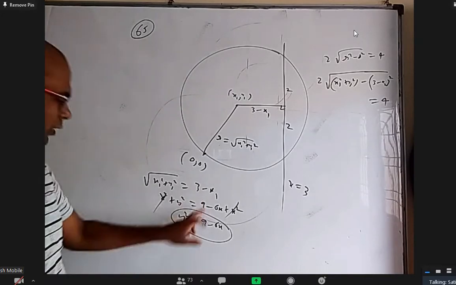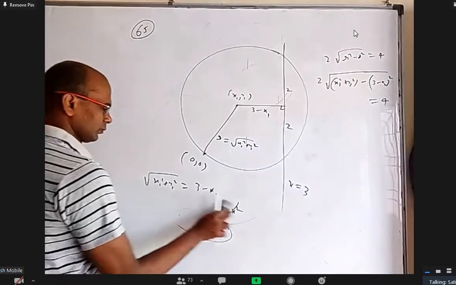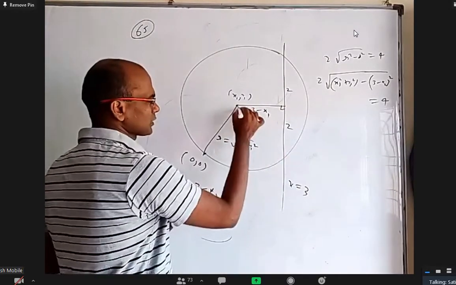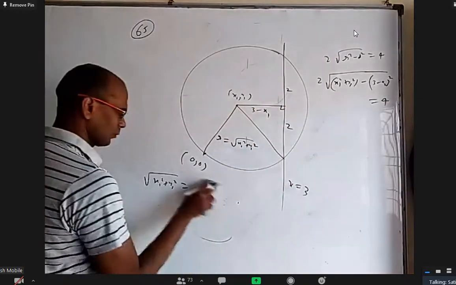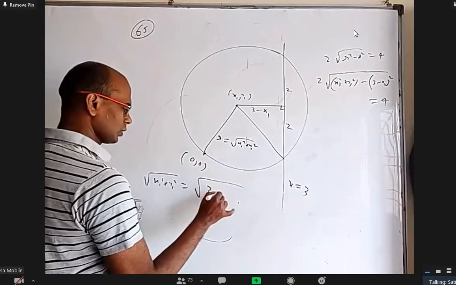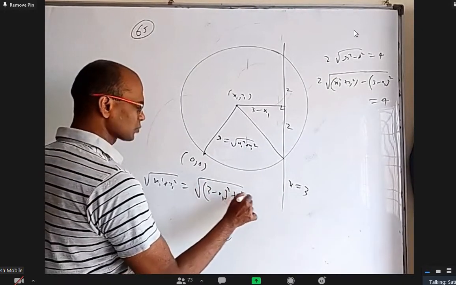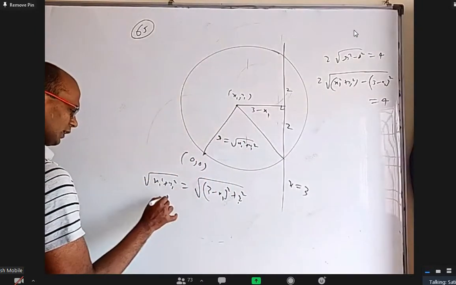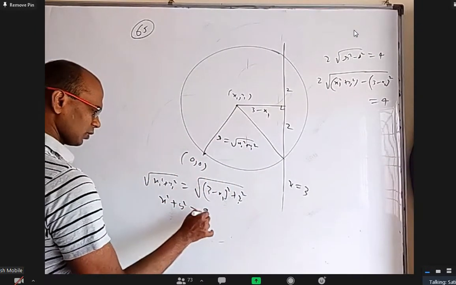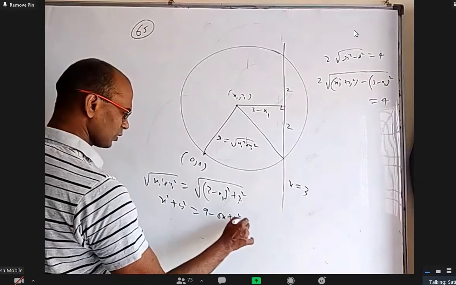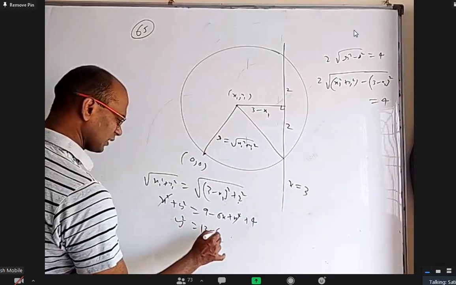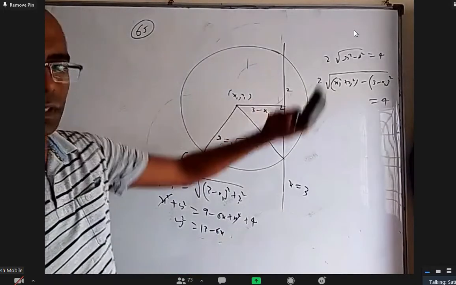No, I did this wrong, right? The radius is not this. This is 3 minus x1, and this is 2, so the radius will be root over 3 minus x1 whole square plus 2 square, from the right angle triangle. So x square plus y square equal to 9 minus 6x plus x square plus 4. x square will cancel and y square equal to 13 minus 6x. You get the same thing here.